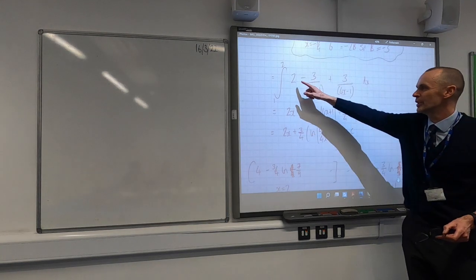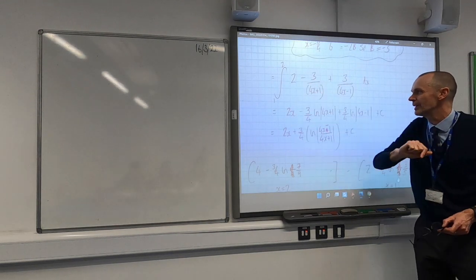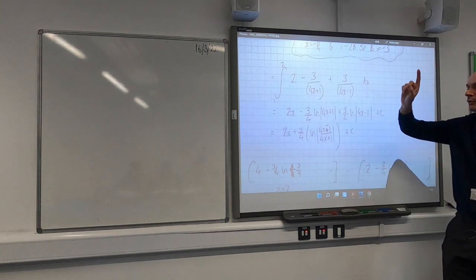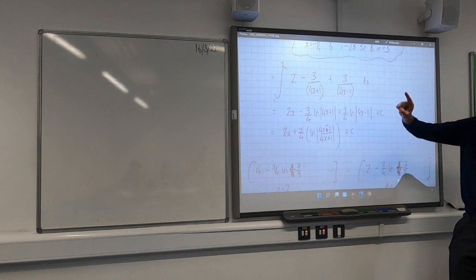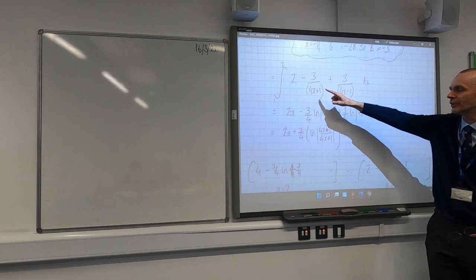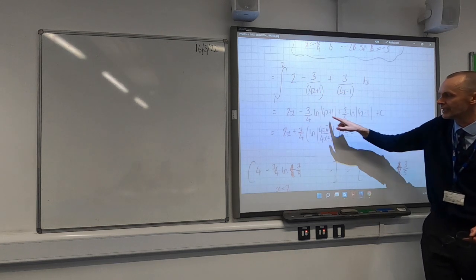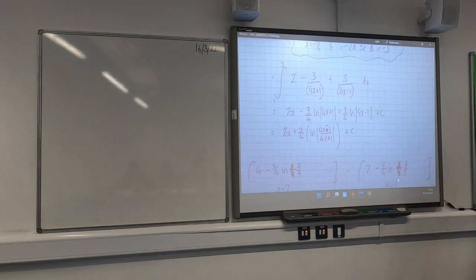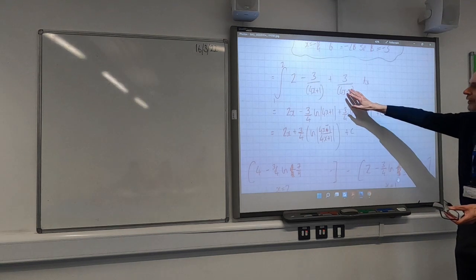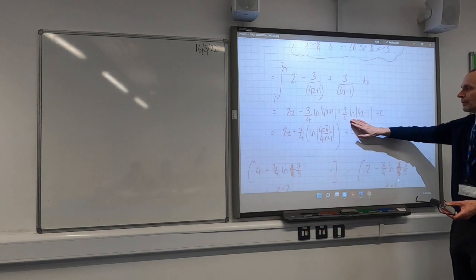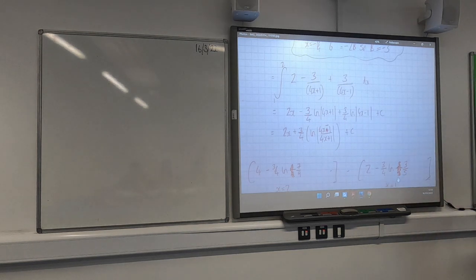So I've got, this isn't a log term. When you integrate 2, you just get 2x. This is a log term. So the 3 is out the front. You get ln of that divided by what you get when you differentiate that, which is 4. So I just wrote that as 3/4 minus 3/4. And here, very similar, plus 3/4 of that. So that's 3 ln 4x minus 1 divided by 4. I'm choosing to write that as 3/4.